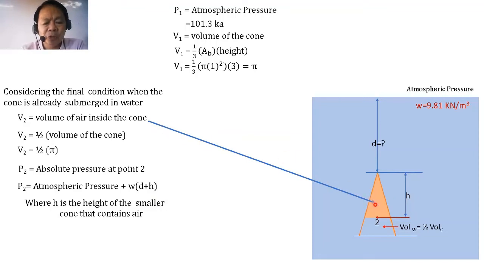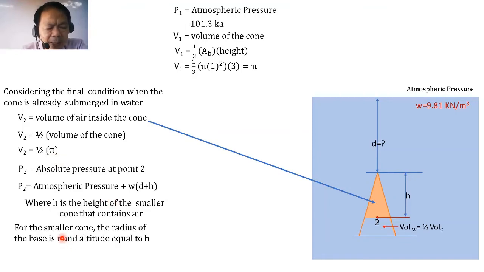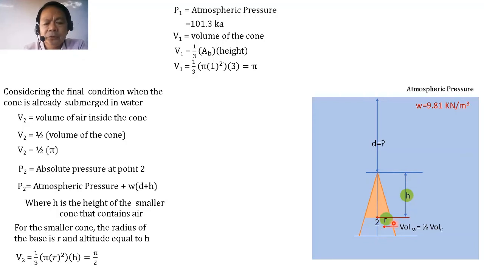kasi nabanggit na dito na itong ating volume ng air is 1/2 of the volume of the cone na na-compute na natin that is equal to 1/2 of pi. So, kumbaga, itong smaller volume of the cone, this cone would have a radius equal to r and a height equal to h, di ba? Altitude equal to h. And that the volume of that cone will be equal to 1/3 of the circumscribing cylinder. That is equal to pi times r squared multiplied by h. And that it is equal to pi over 2.